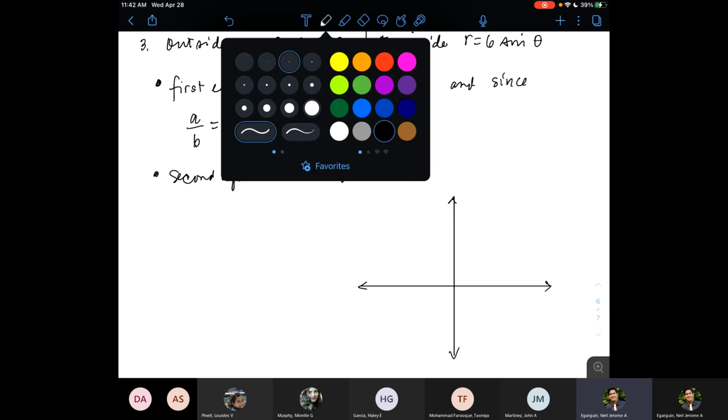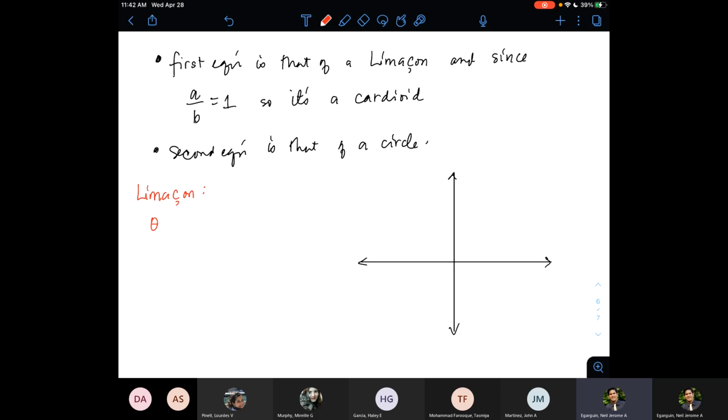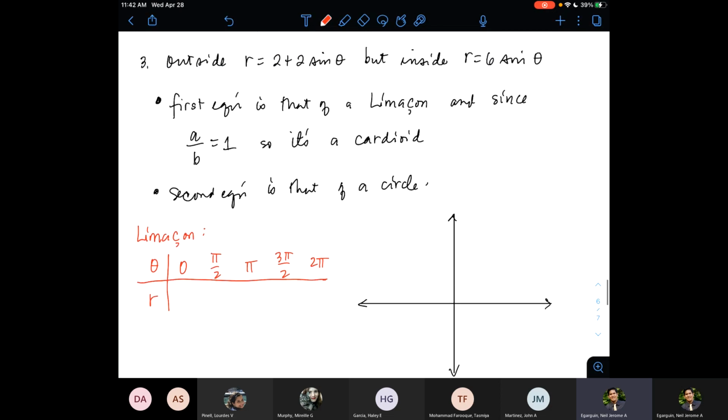Okay. Now let's start with the limaçon. Let me use a different color for the graph. So for the limaçon, again, the key is to find the r values for the quadrantal angles. So it starts at 0, pi over 2, pi, 3 pi over 2. I'll just include 2 pi out of habit. And then we plug in 0. You plug in 0 to this theta, this will be 0, so the radius would be 2.